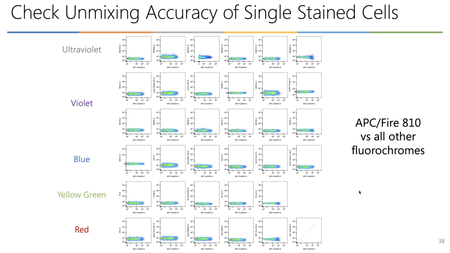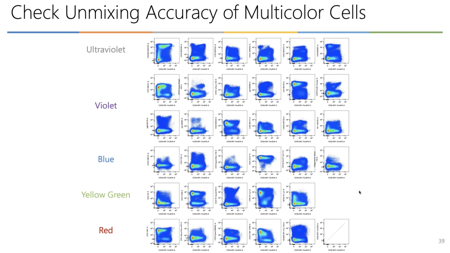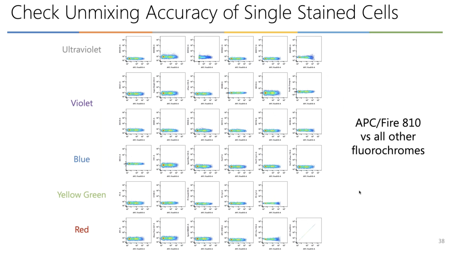We always check the unmixing first, looking at the single stain cells. If I use beads, are the beads giving me a good unmixing of the single stain cells? And then I go to the multicolor tube, because if you try to assess the unmixing accuracy directly in the multicolor tube and you're not familiar with the patterns, you might not understand what you are looking at. Whereas in this view, it's very black and white. You know if the unmixing or the compensation is correct.